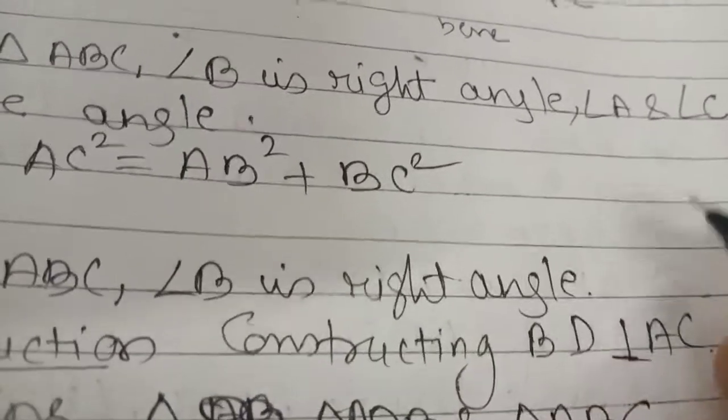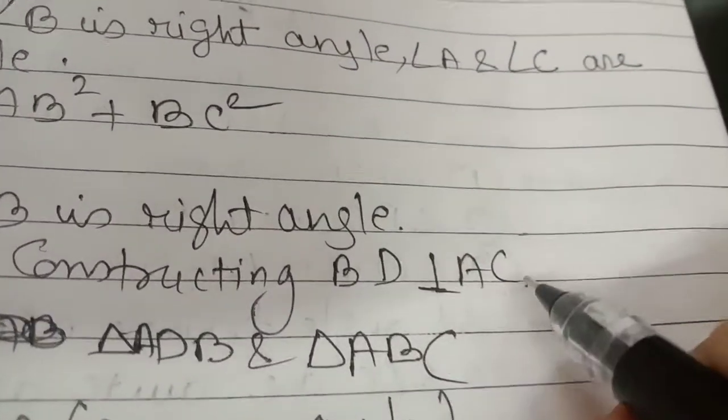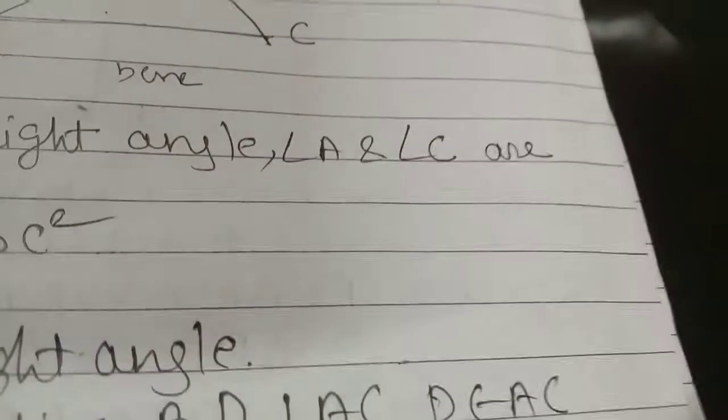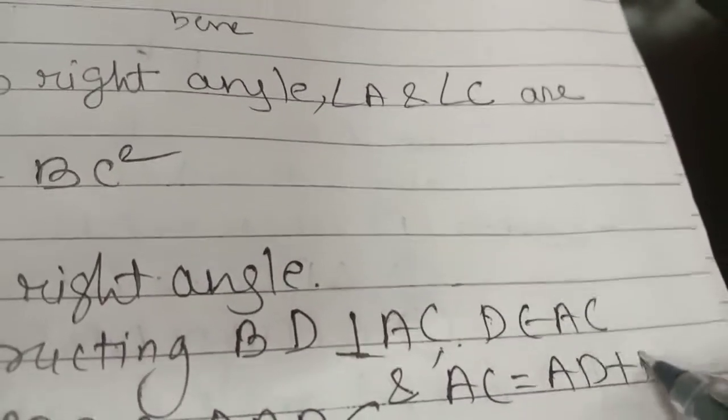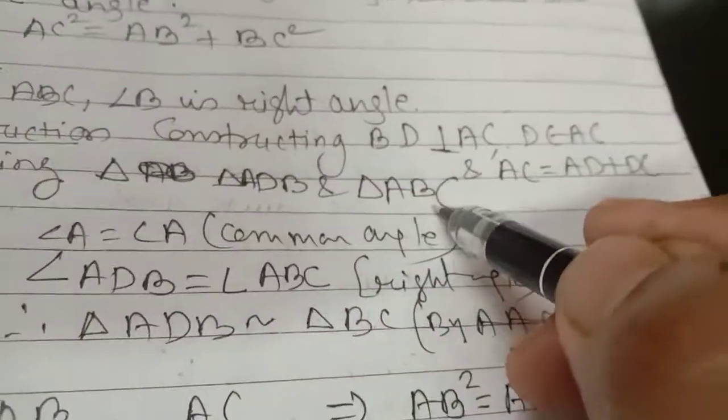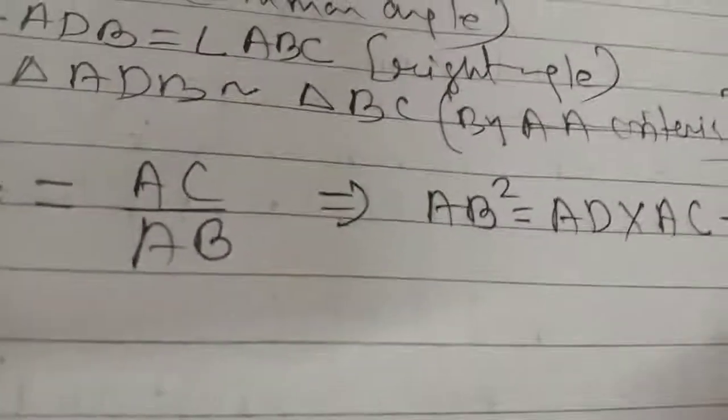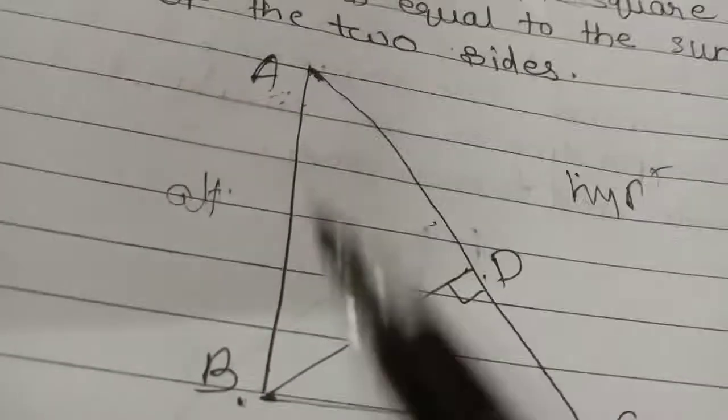One more thing you have to add here, after right angle, that is BD perpendicular to AC: then you also write here D belongs to AC, and AC is equal to AD plus DC. Just write here before starting the theorem. Now we got the first equation. What we got? AB square is equal to AD into AC.